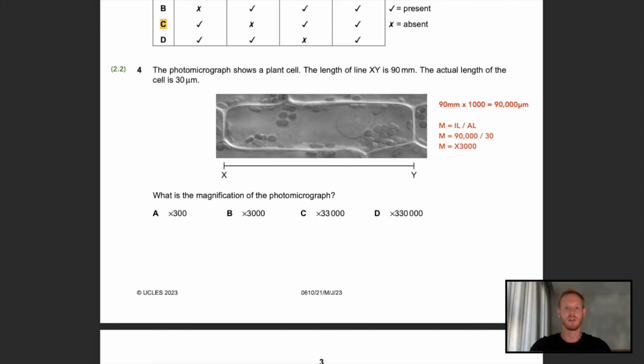Since there are 1000 micrometers in a millimeter, we can multiply 90 by 1000, giving us 90,000 micrometers for the length of line XY. Now we simply enter these values into the equation for calculating magnification, which is magnification equals image length divided by actual length. So magnification is 90,000 divided by 30, which is 3000, so the correct answer is B.